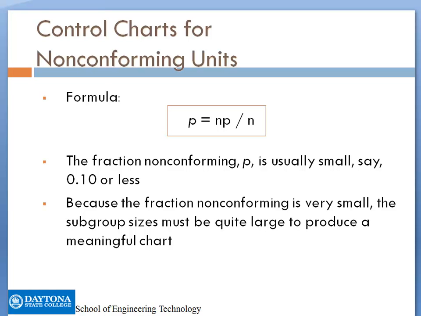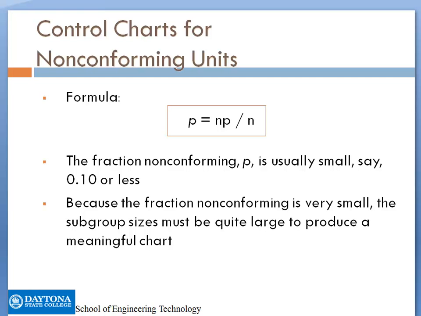The fraction nonconforming P is usually small, say 0.10 or less. And because the fraction nonconforming is very small, the subgroup size must be quite large to produce a meaningful chart. A value greater than 0.10 will indicate that the organization is in serious difficulty and that measures more drastic than a control chart are required. So that's why that number needs to be very small. And because the fraction nonconforming is very small, the subgroup sizes must be quite large to produce a meaningful chart.